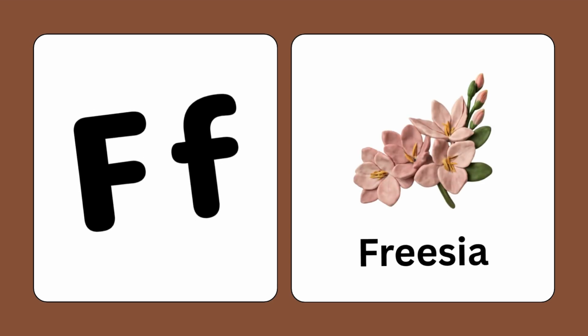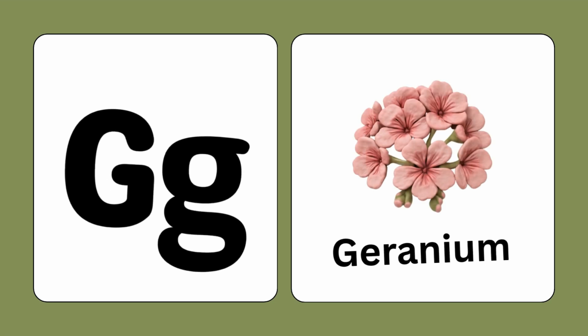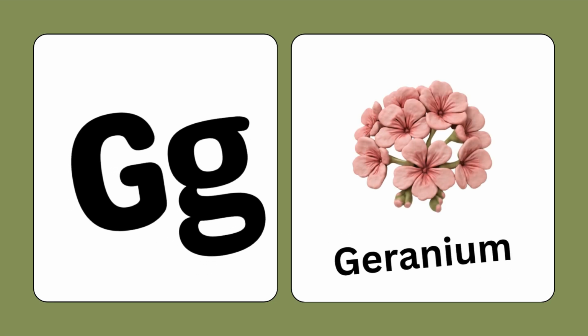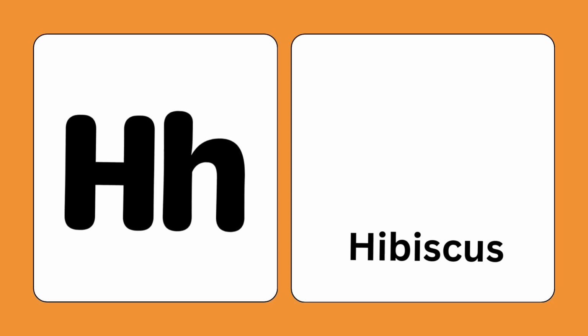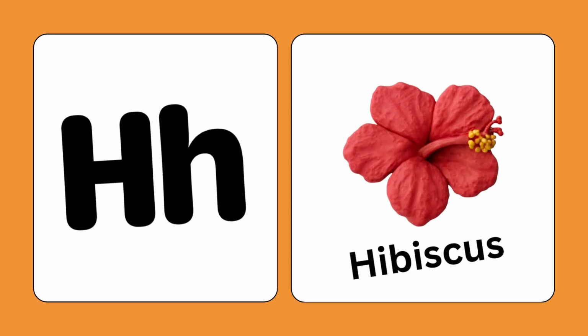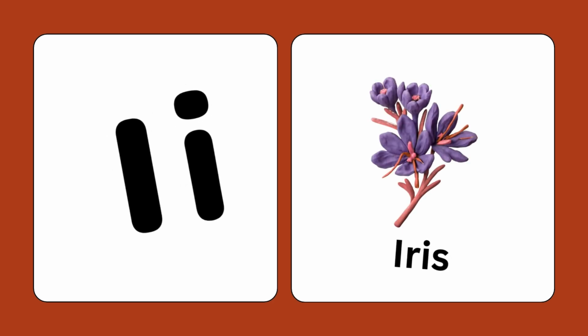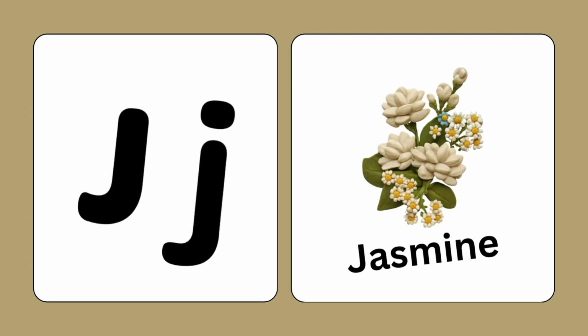F is for freesia. G is for geranium. H is for hibiscus. I is for iris. J is for jasmine.